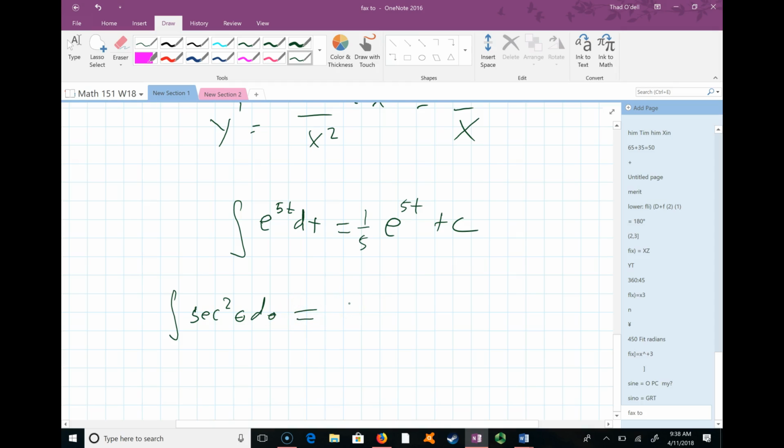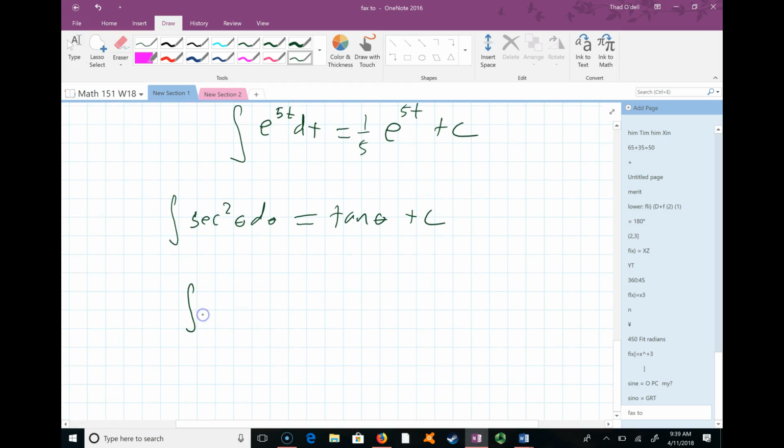Well, that seems impossible. Secant squared? Oh no, are we going to have to do a chain rule or something? I don't know what to do here. Oh, wait a minute. Isn't that the derivative? Oh, it is. So if I want to undo this, that's just tangent theta plus c, period.